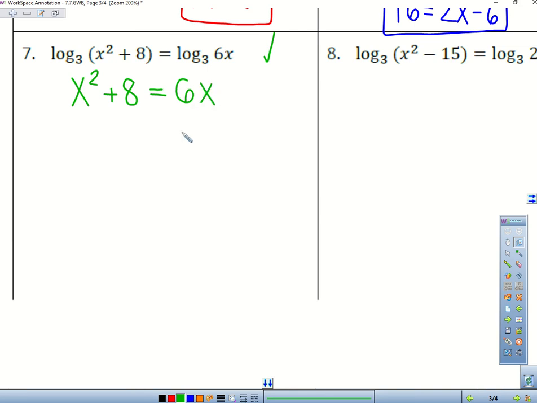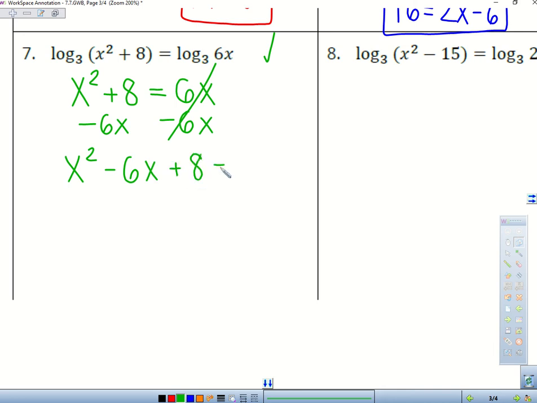Okay? Now, I see that it's a quadratic. And in order to solve quadratics, I'm required to factor, right? So to factor, I'm going to have to get it into standard form. To get it into standard form, I'm going to have to move that negative 6x to the other side, like that. And now this is equal to 0, right?